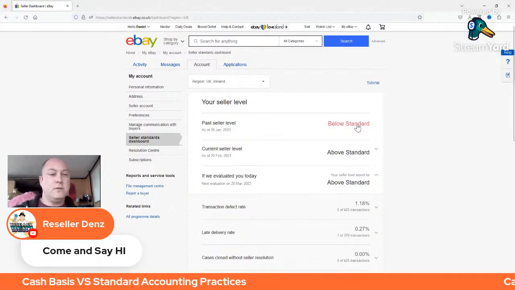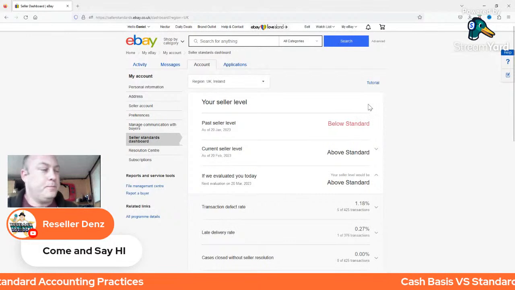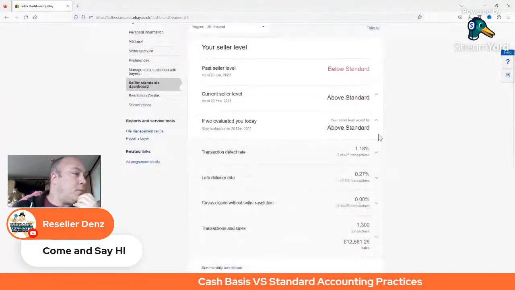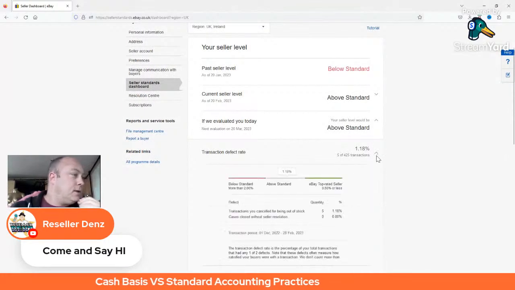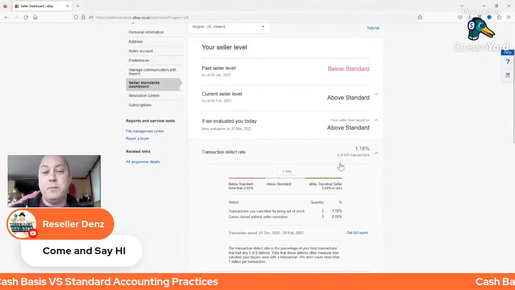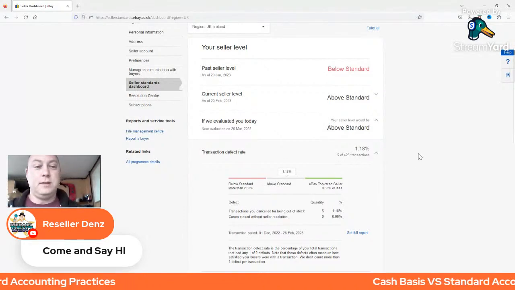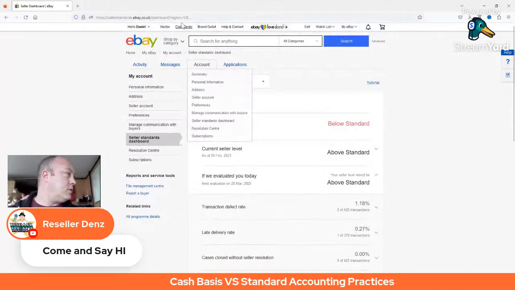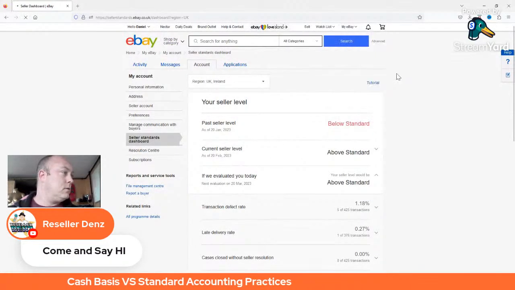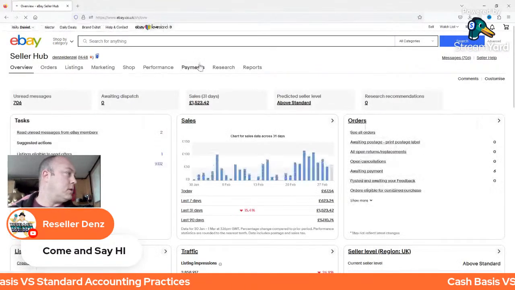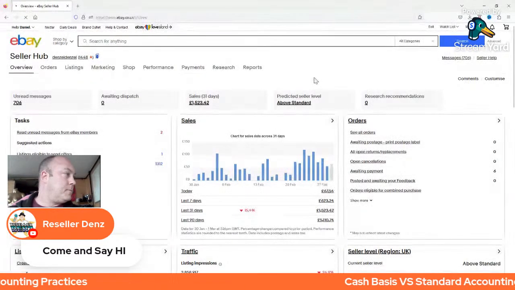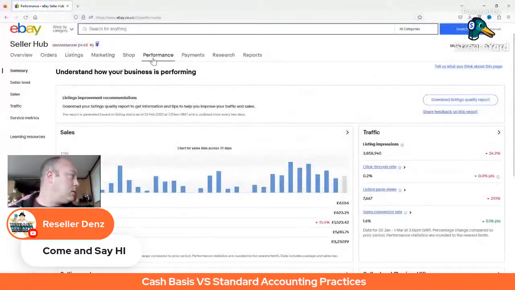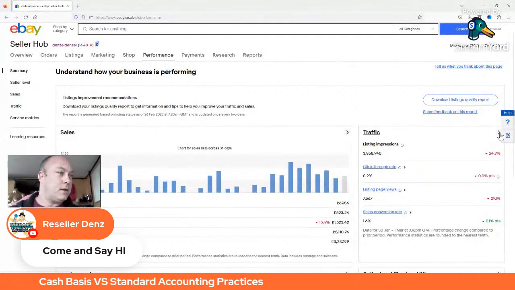So, seller level as of January 20th, we were below standard. Back up above standard now, trying to get this back into top. Well, I've never been eBay top rated seller. That would be a nice thing to have, wouldn't it? So yeah, if you look at impressions, when I get there, traffic, that's what we want.